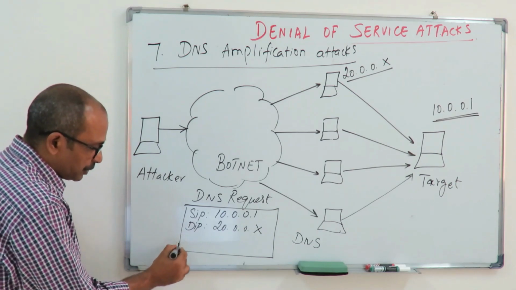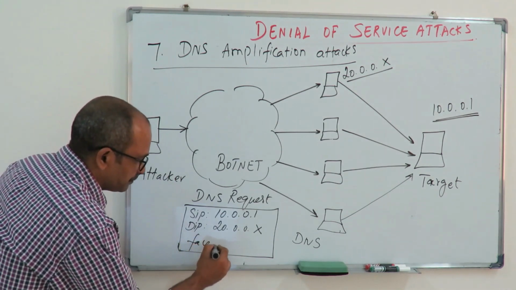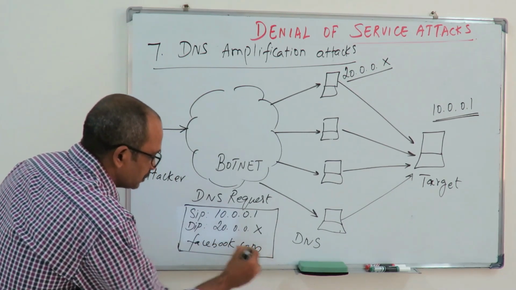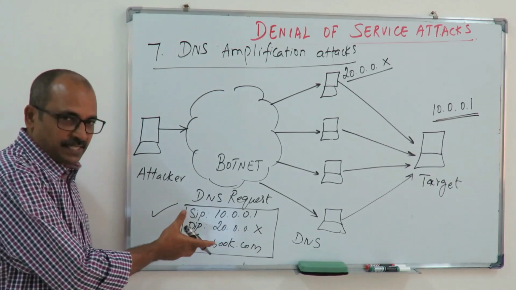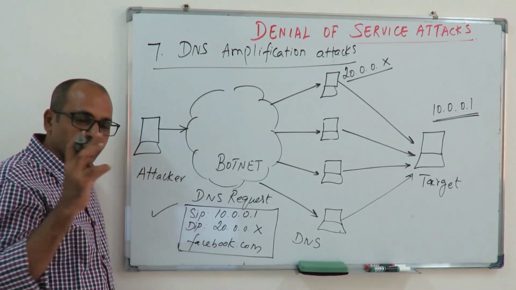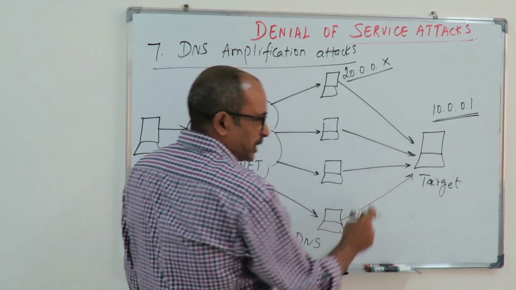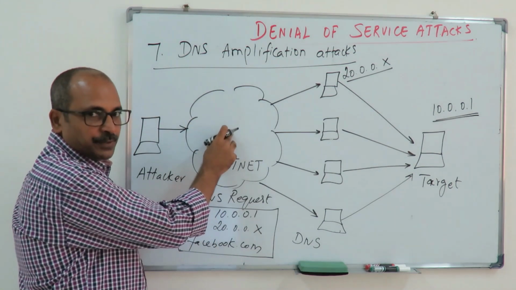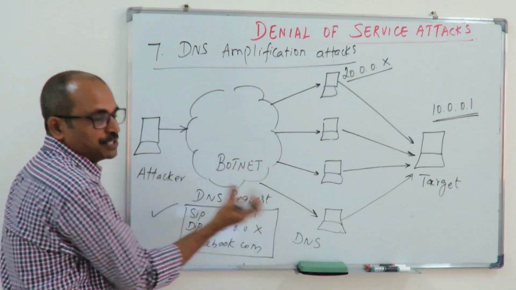Here you are going to ask, what is the IP address of facebook.com? So for facebook.com, I want to know the IP address. This is going to be your DNS packet. We already discussed that the size of the DNS request packet is going to be small, and the reply packet is going to be the big one, up to 4000 bytes. Now all the bots, the computers available in the botnet, are going to send the request to the DNS machines.